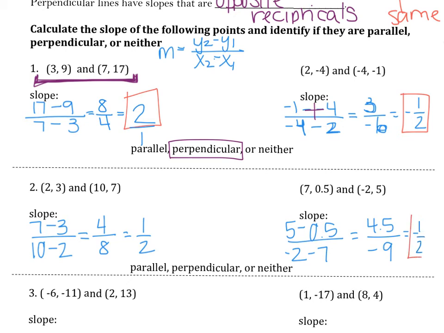Now when I compare that, I have negative 1/2 and 1/2. I noticed that this one is a positive 1/2 and this one is a negative 1/2. So they're not parallel because they are not exactly the same. One's positive, one's negative. And they're not perpendicular because they're not reciprocals. One has to be 1/2 and the other has to be 2 over 1. Which leaves, the only thing left is neither. So it's not perpendicular and it's not parallel.